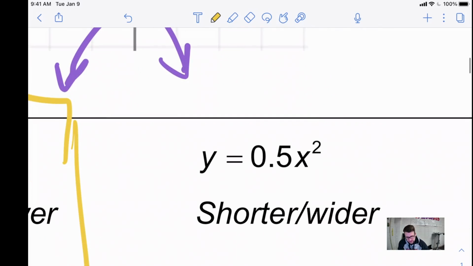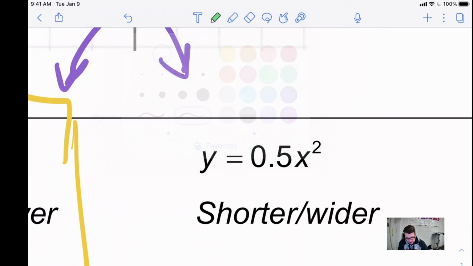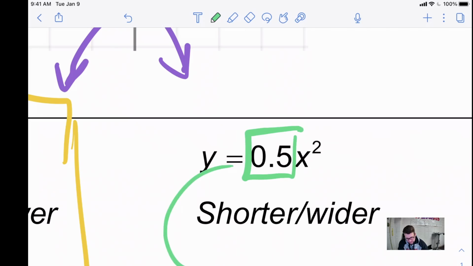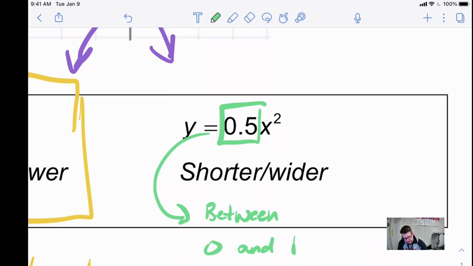Now, over here, we can see that we have a number in front, and that number is smaller than 1. Whenever this number is less than 1, or almost I should say between 0 and 1, let's go back and say that. So between 0 and 1, then our graph is going to get shorter and wider. We call this a vertical compression.